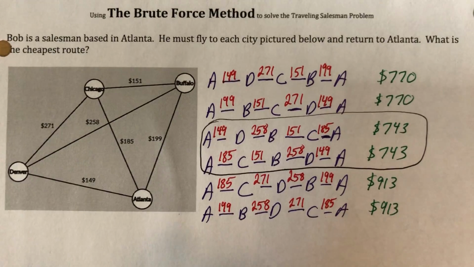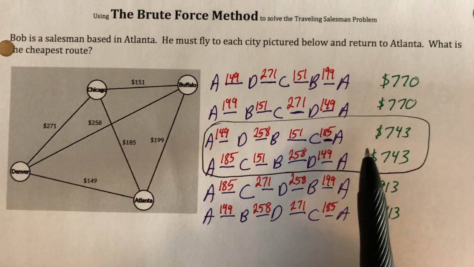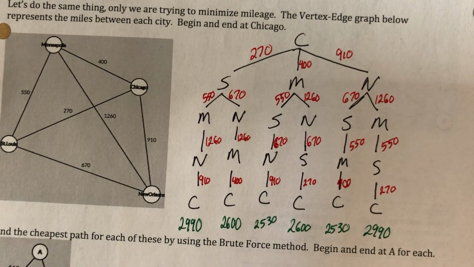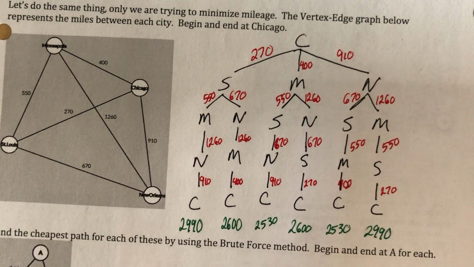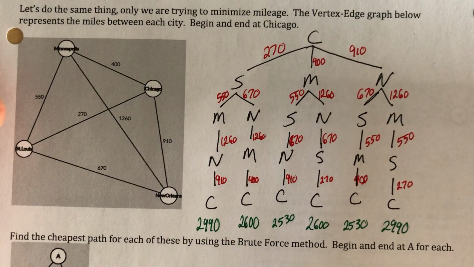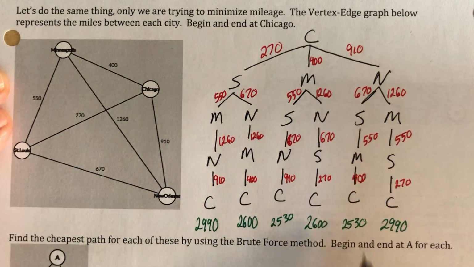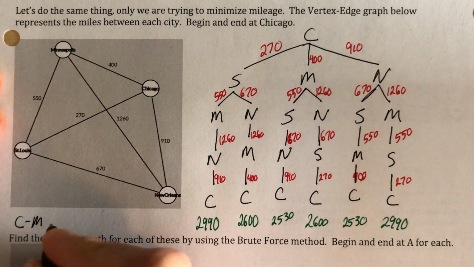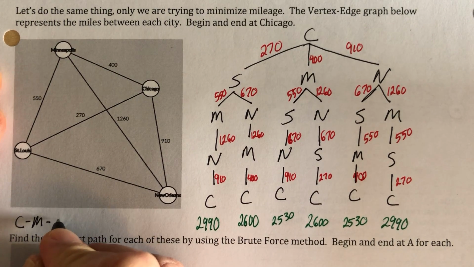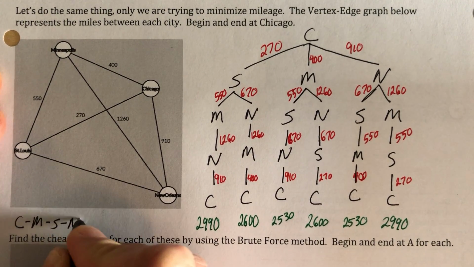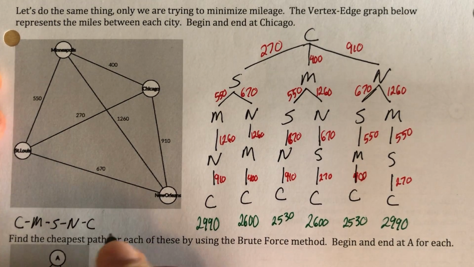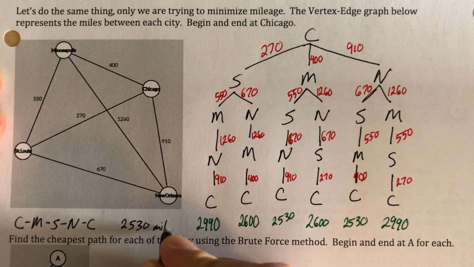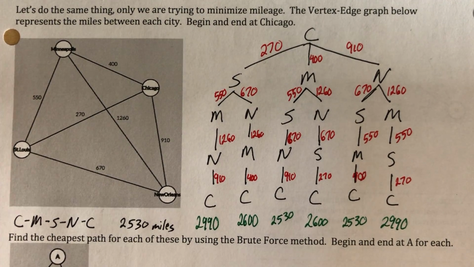On this one, the question was answered because we already had ADBCA, or its reverse. Here, it's a little bit more vertical, harder to tell. I'm going to actually write it out, and I don't have much room here, so I'm going to put it beneath the graph. You can go in either direction. I'm just going to start at the top and go down. So here it is: C, M, Chicago, Minneapolis, St. Louis, New Orleans, back to Chicago, and the total mileage is 2,530 miles, and that is the cheapest one, okay?